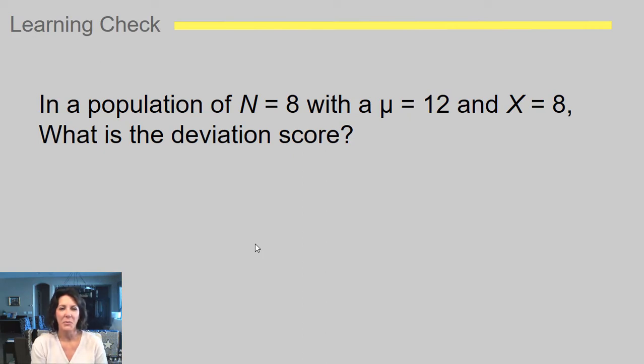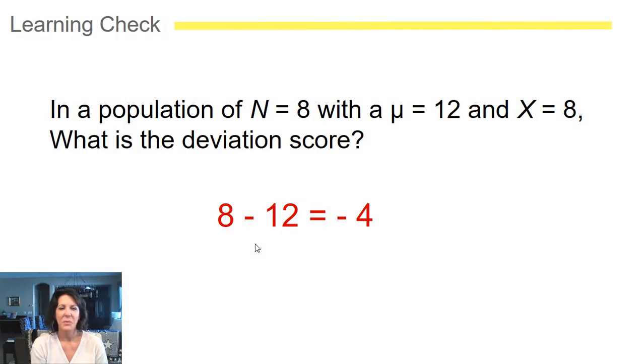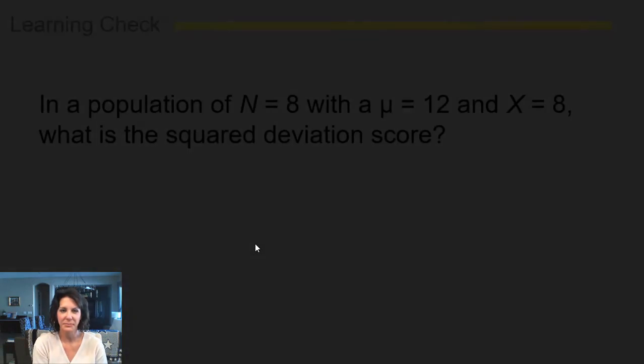So here we go. If we have n of 8 with a mean of 12 and a score of 8, what is the deviation score? Well, what are we going to subtract here to find the deviation score? We take our score of 8, we minus the mean of 12, and here's an example where we have a negative score. A -4 is our deviation score. Think of deviation as how much it deviates from the mean, and in which direction does it deviate? We can tell with the minus or the plus sign. We'll wipe that out when we square it later, but this is the deviation score.